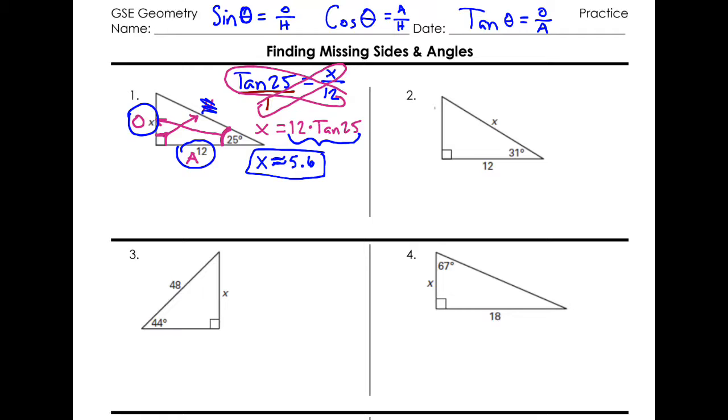So with this next one, number 2, just go ahead and start doing that one. I'm going to go ahead and label my triangle. So here's my right angle. That's my side across from the right angle, so that's my hypotenuse.